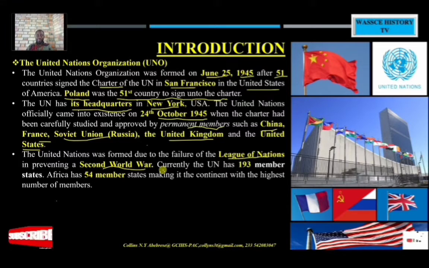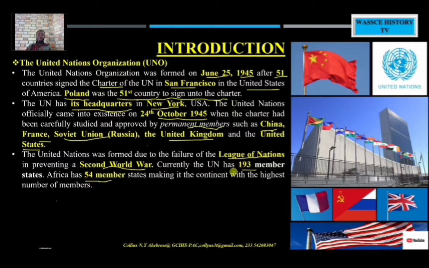However, the League of Nations was not effective enough to prevent the outbreak of a Second World War, and therefore there was the Second World War, which was caused by Adolf Hitler of Germany. And currently the UN has 193 member states.